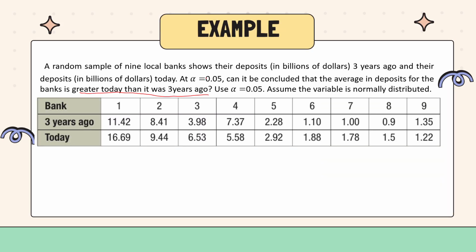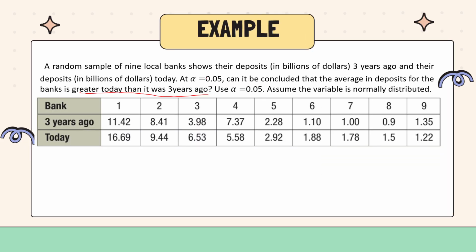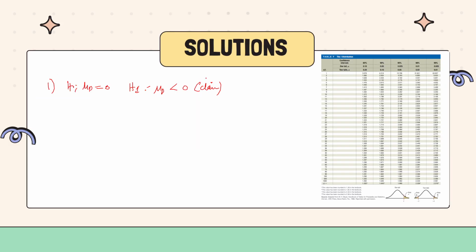Which in fact, you're stating greater today than it was 3 years ago. Meaning to say, we are interested in the increase. The deposit of 3 years ago must be less than the deposit today. So that is kabaliktaran. Meaning, we are going to get that μD is lesser than 0. That is our claim.